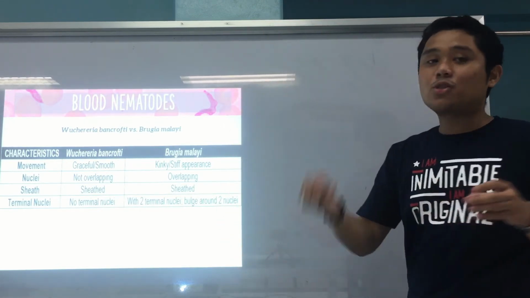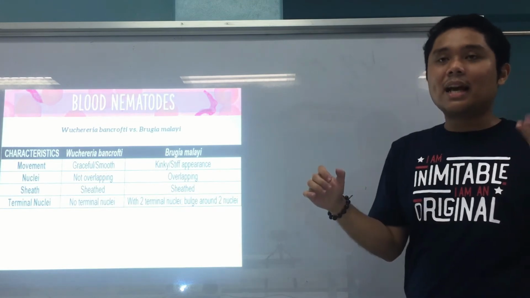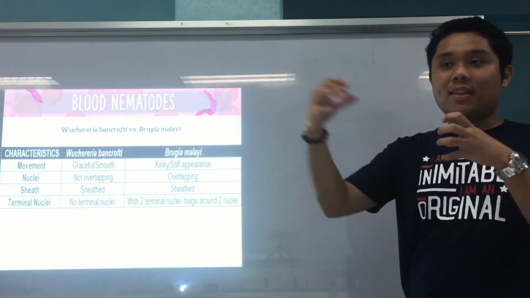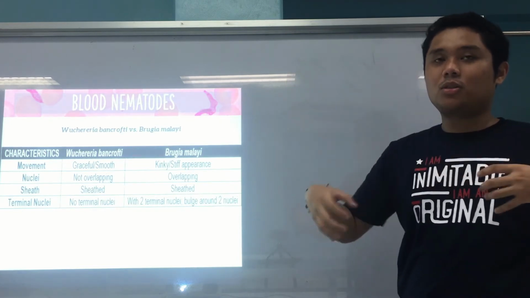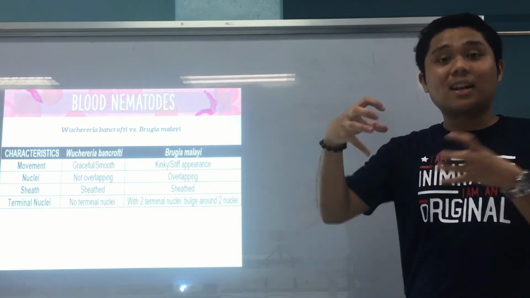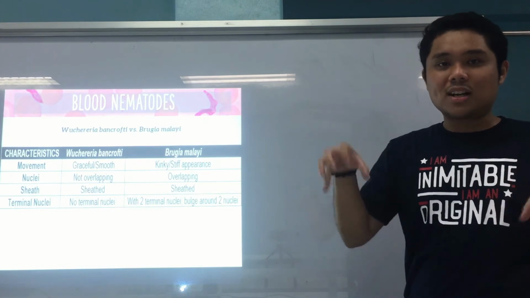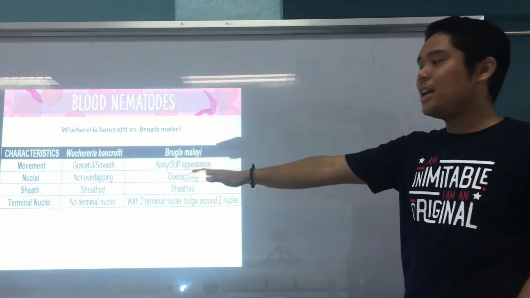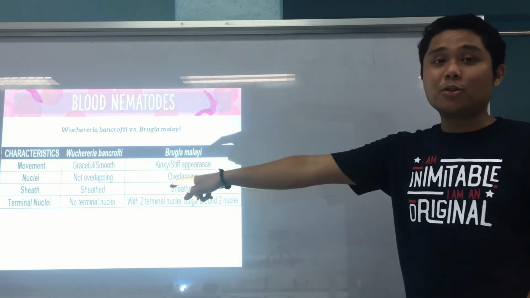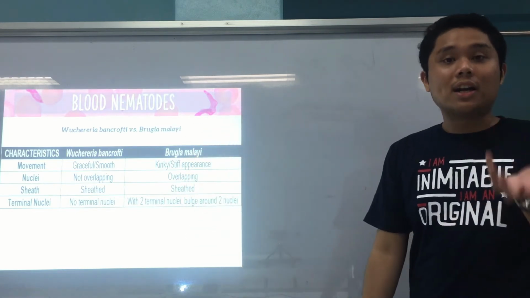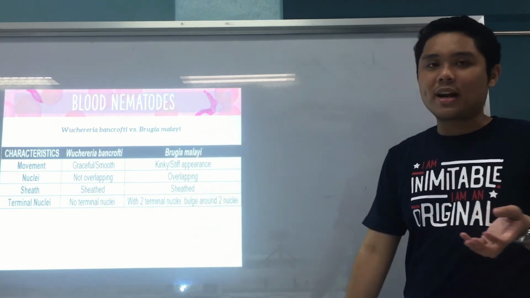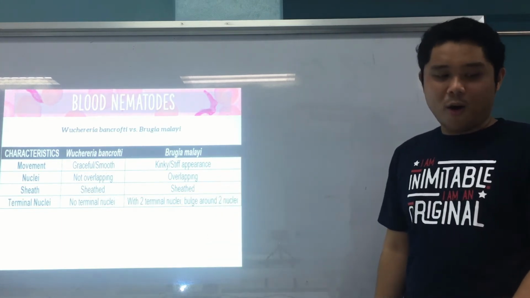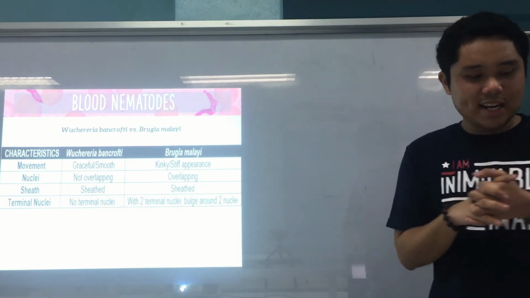But for Brugia malayi, it's overlapping, like in the picture in the previous slide, the nuclei are overlapping. They look clumped, like a clog. For sheath, Wuchereria is sheathed and the same with Brugia. But for terminal nuclei, Wuchereria has no terminal nuclei, and Brugia has two in the tip of the tail. Alright, I hope you got it.